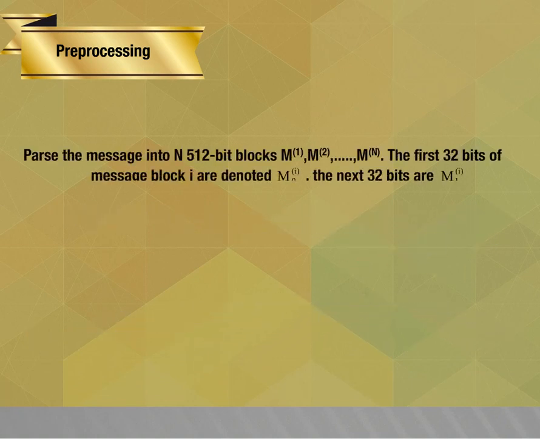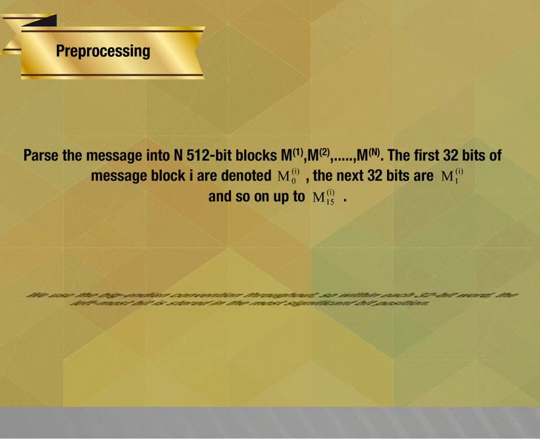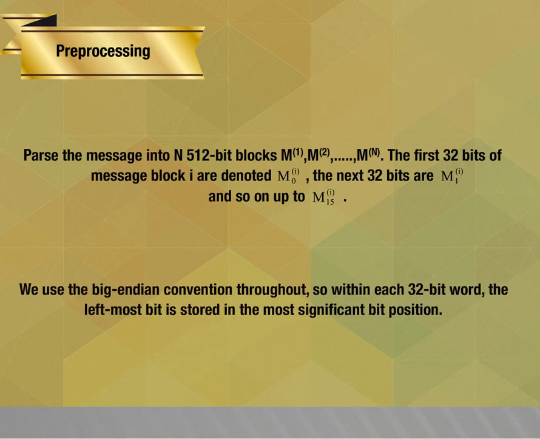Parse the message into n 512-bit blocks, m^1, m^2 and so on up to m^n. The first 32 bits of message block i are denoted m_0^i. The next 32 bits are m_1^i and so on up to m_15^i. We use the big endian convention throughout, so within each 32-bit word, the leftmost bit is stored in the most significant bit position.